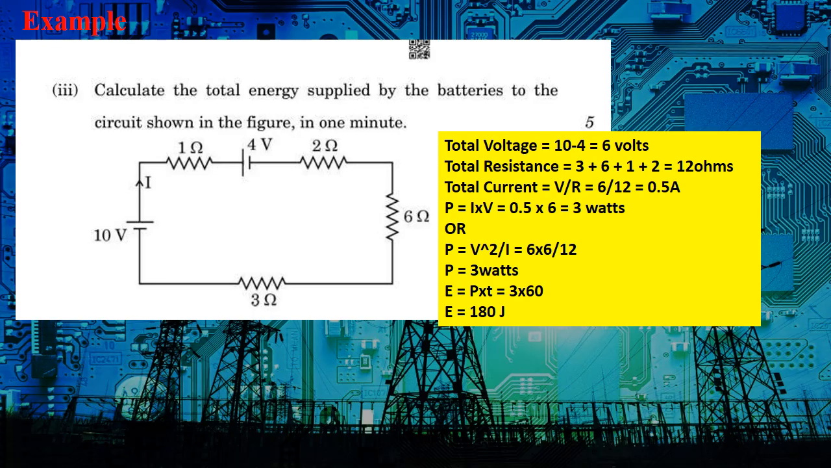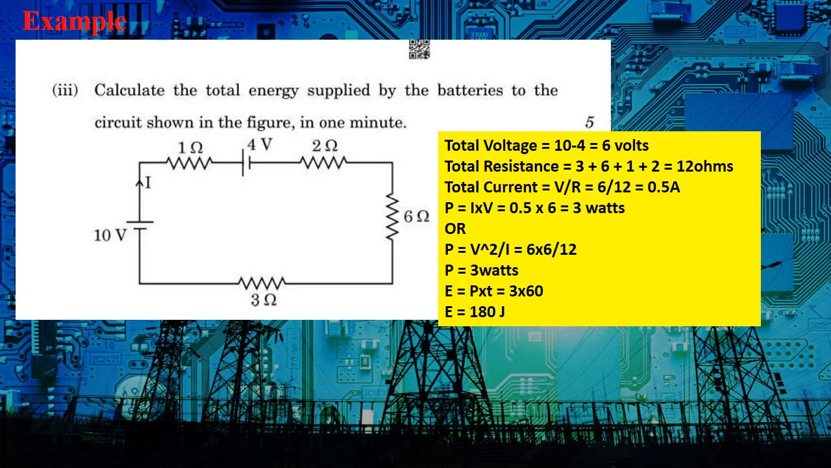Power is equal to voltage times current, so you multiply 0.5 by 6, which gives you 3 watts. Or you can do it the other way around. Power is equal to voltage squared over resistance: 6 times 6 divided by 12 is equal to 3 watts. Now you can calculate the energy used up by the circuit, or converted from one form to another, like from electrical energy into light or whatever it is. Power times time is equal to 3 times 60, that's 180 joules.